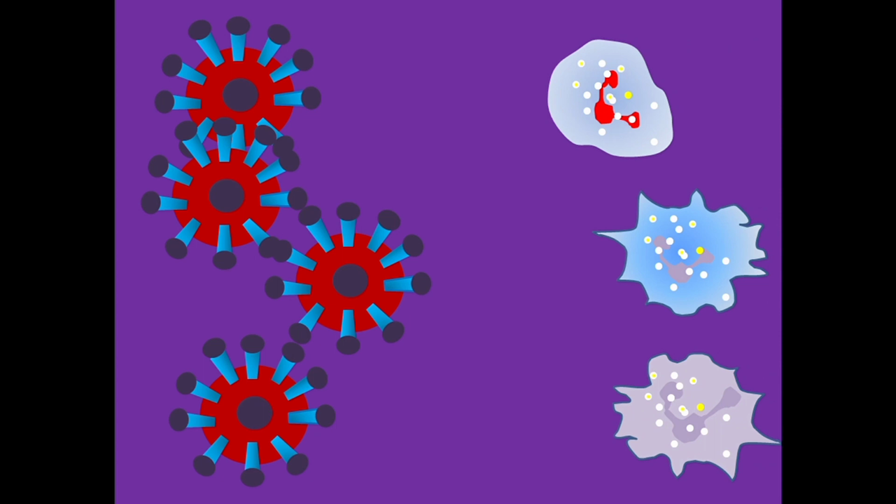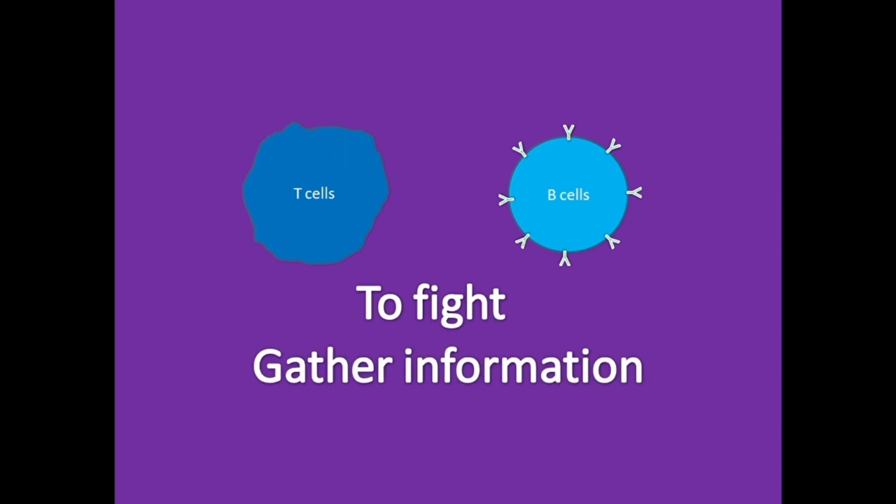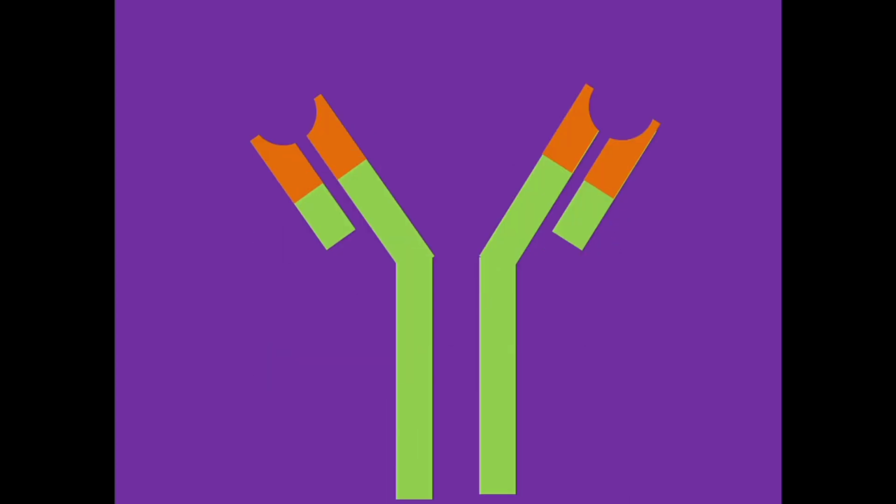In those scenarios, two very special types of lymphocytes, the B cells and the T cells, come into action. Their main motive is to fight the pathogen and gather information about it. They gather the information and produce a very specific type of protein which we call antibodies. These antibodies can be thought of as missiles to attack the pathogens.